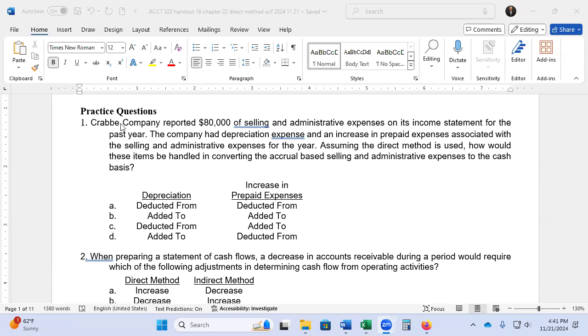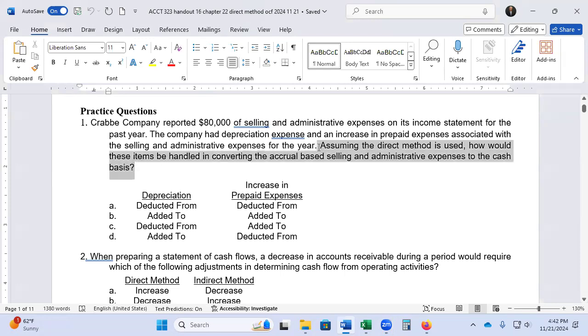Okay. Crab Company reported 80,000 of selling and administrative expenses on its income statement for the past year. Assuming the direct method is used, how would these items be handled in converting the accrual-based selling and advertisement expenses to cash basis? So you want to know, what do you do with your depreciation? And so we know from accrual basis to cash basis, we have to deduct. So it's either A or C.